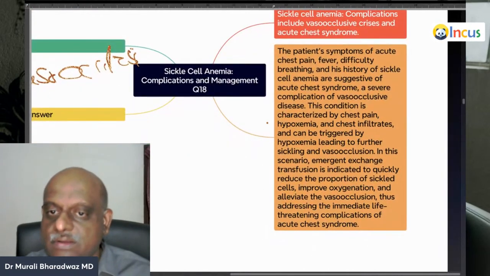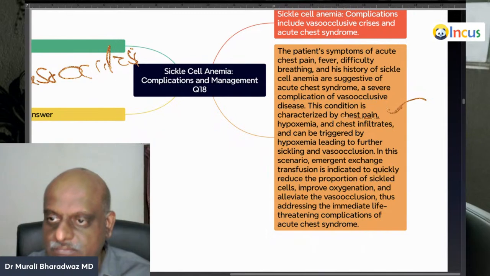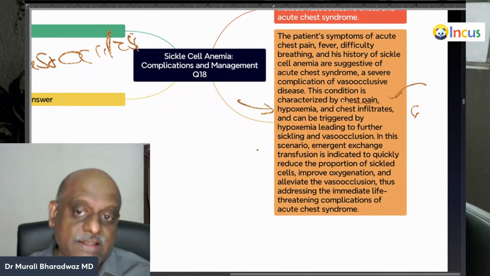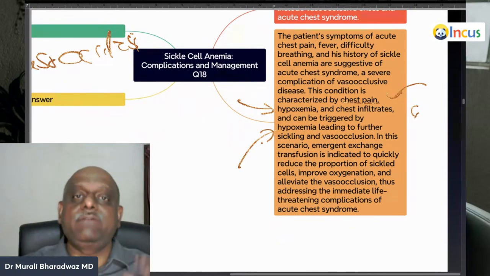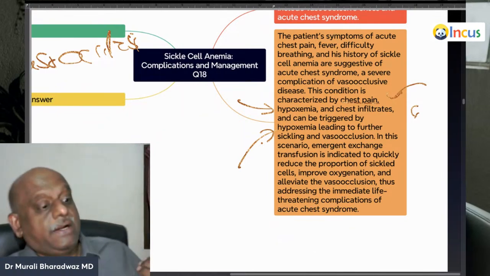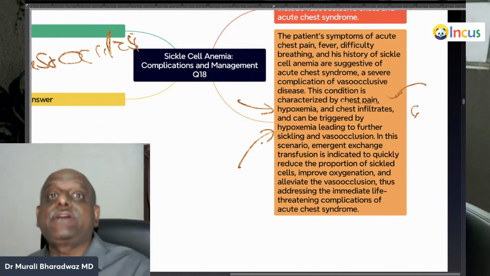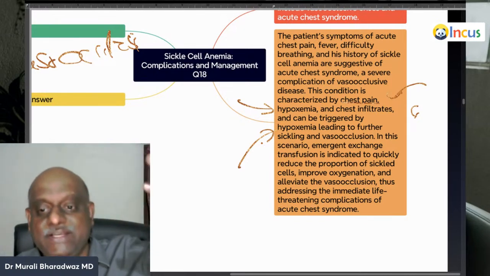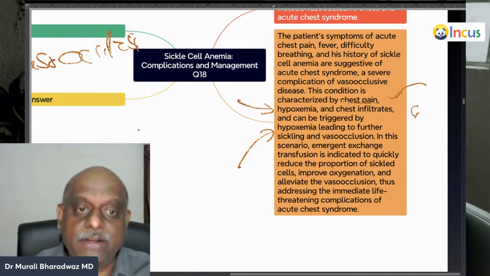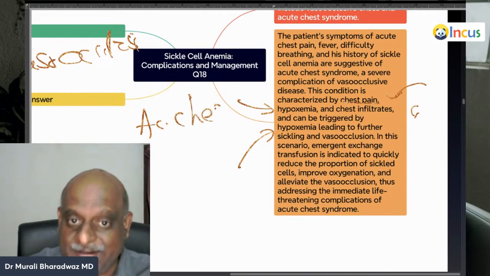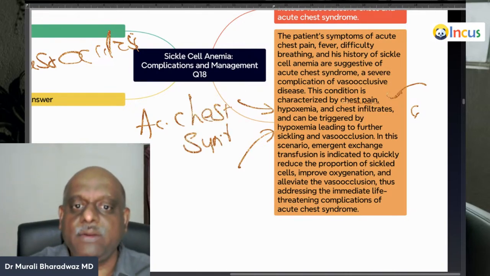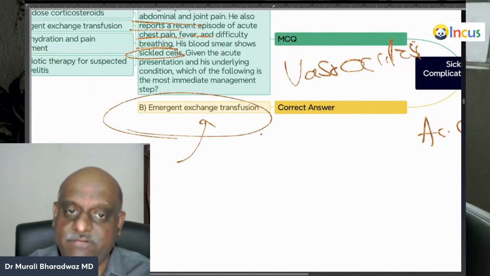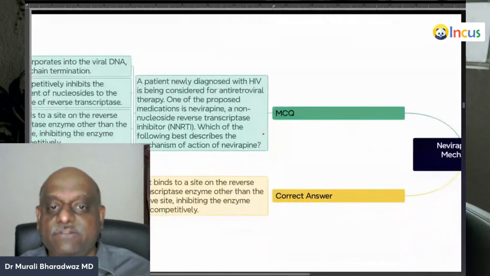In this, chest pain, hypoxemia, chest infiltrates, all triggered by the hypoxemia. Always in a sickle cell anemia patient, dehydration, hypoxia, infection, they need to be treated aggressively, otherwise sickling becomes worse. And that leads to development of acute chest syndrome is what you need to remember. So this is vaso-occlusive crisis, an indication for exchange transfusion.